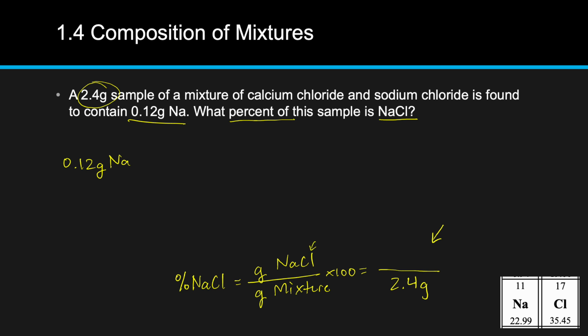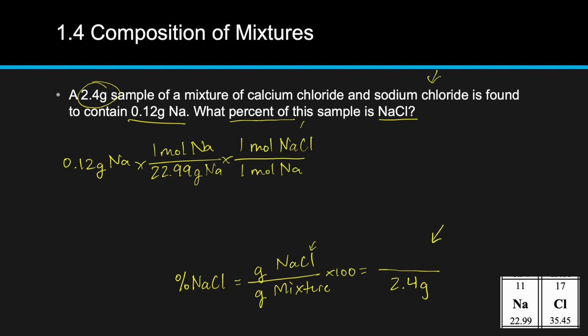So I'm just going to do basic stoichiometry. I know in 1 mole of sodium, I have 22.99 grams of sodium. In sodium chloride, it's a 1-to-1 ratio. So for every 1 mole of NaCl, I have 1 mole of Na.